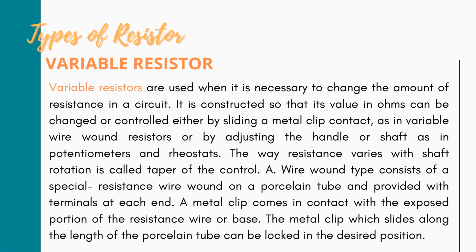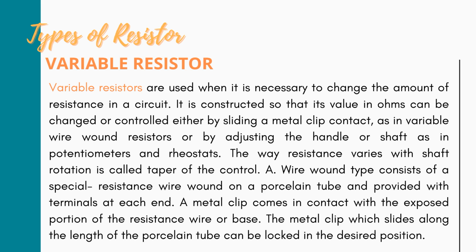2. Variable resistor. Variable resistors are used when it is necessary to change the amount of resistance in a circuit. It is constructed so that its value in ohms can be changed or controlled either by sliding a metal clip contact, as in variable wirewound resistors, or by adjusting the handle or shaft, as in potentiometers and rheostats. The way resistance varies with shaft rotation is called the taper of the control.